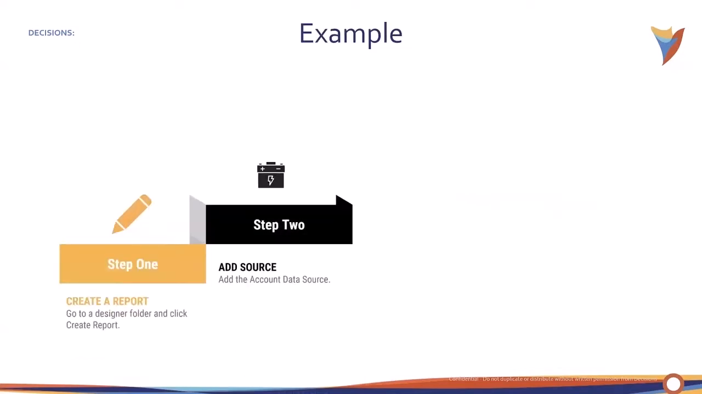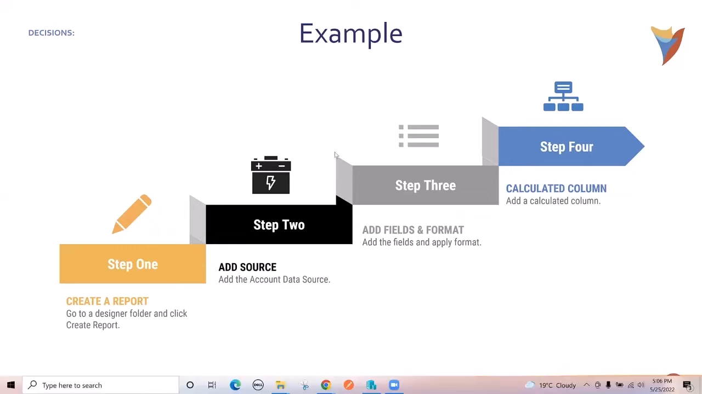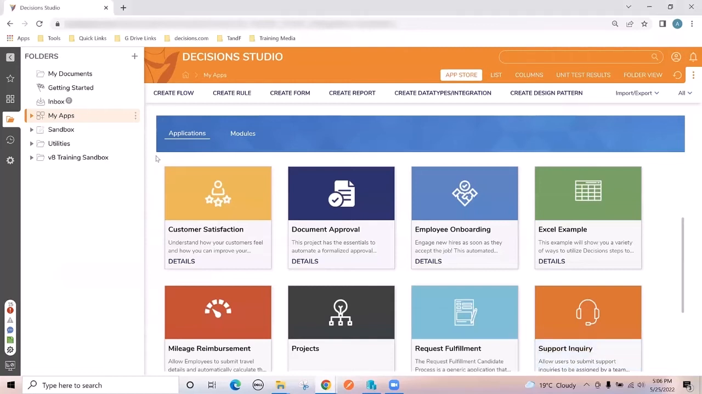What we would do today is take you through an example and build the report together. This is the sequence we would follow. We would start by creating a report. We will add the data source, so we have some data to populate our report. Then we would format the information which we have. And finally, we would do some data manipulations. So with that, I'll now switch to my Decisions portal, where we would start building our report and understand how we can create reports.